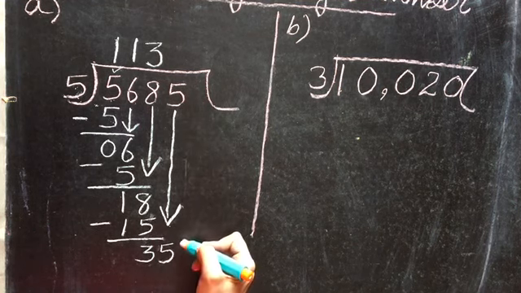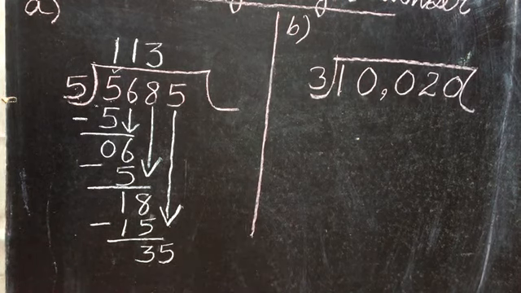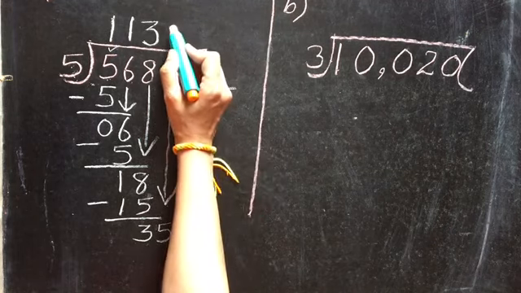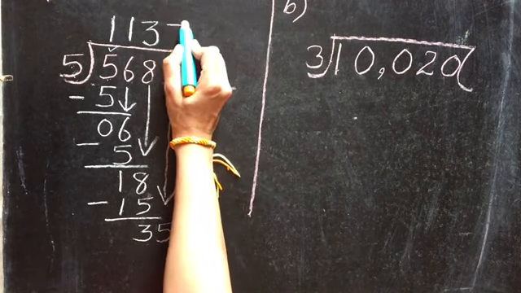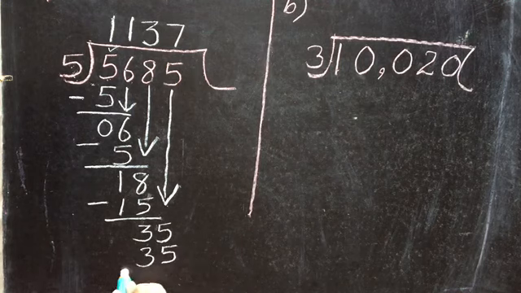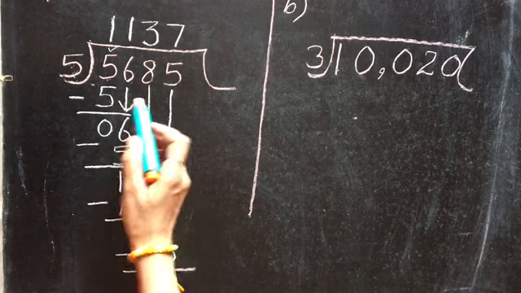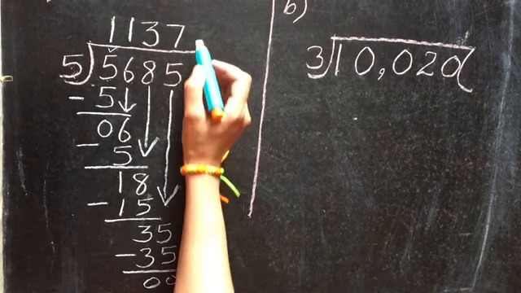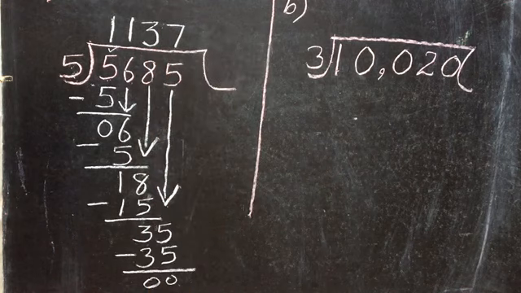So you will have to find a number which is either equal to or less than 35. So 5 7s are 35. This is 0. Again subtraction. So all the numbers have been used, fine. So this is the answer.